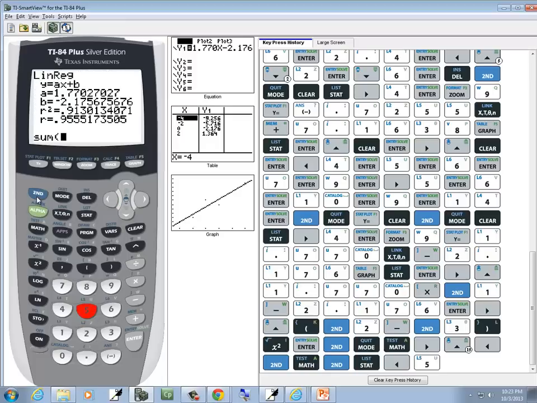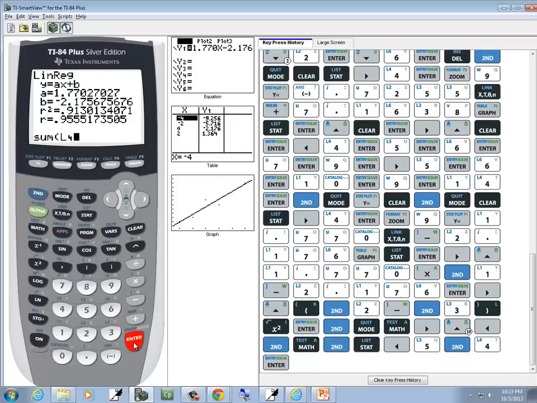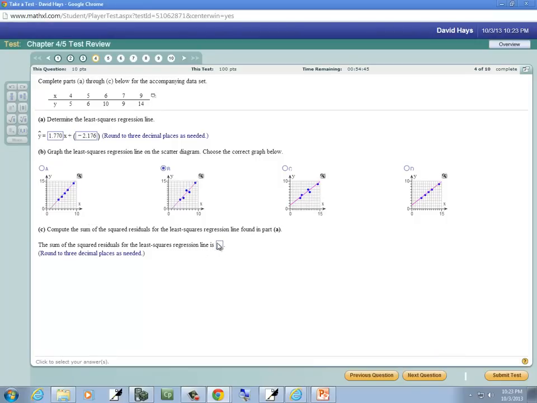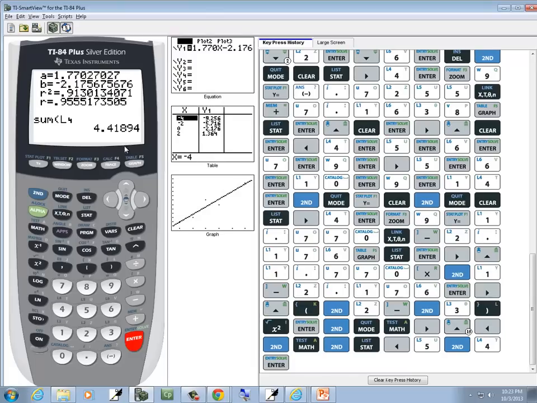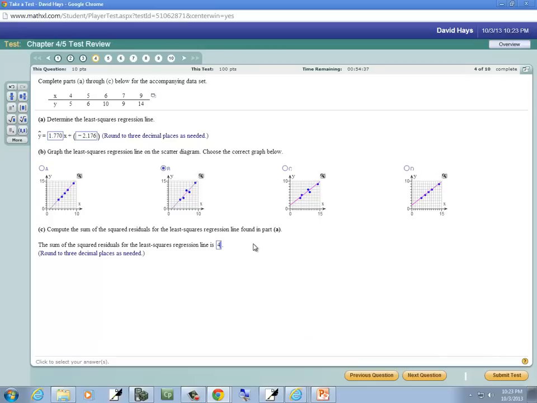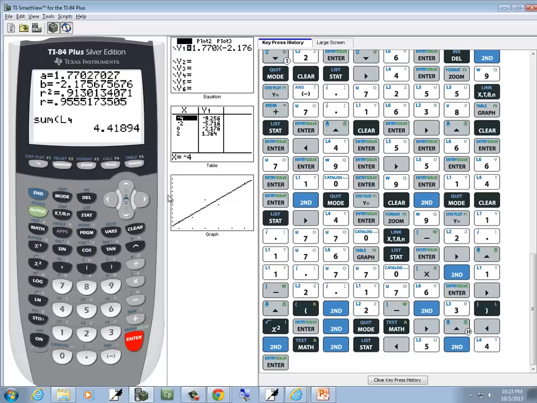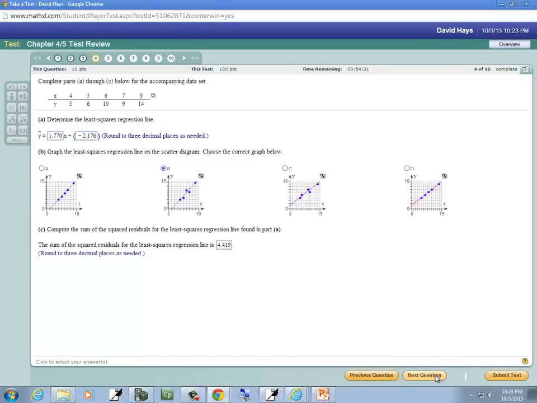And now we're going to do L4, so do second 4, put L4 in there, and press enter. And that's our sum of the squared residuals. So to 3 decimal places, 4.419. Okay, and I'll say next question.